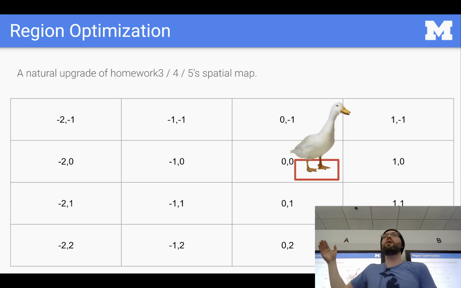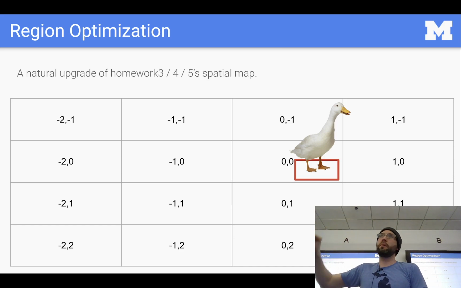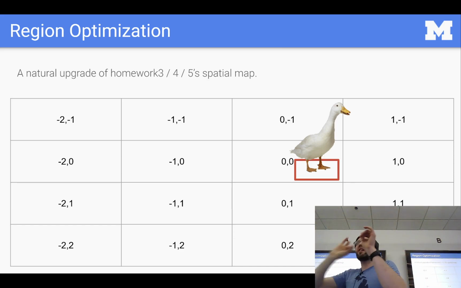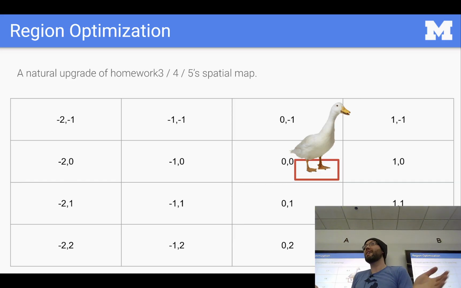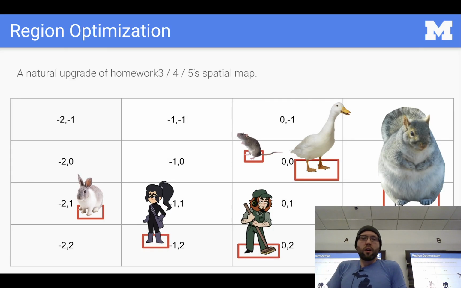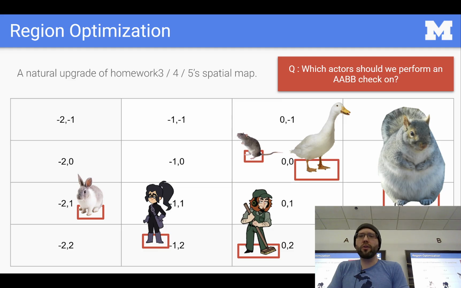Your O of N squared algorithm, where you have each actor checking every other actor, starts to look more like a linear time check, right? Where you just look at every actor and ask, is there anything nearby? Nope, you're good, okay? So here's a little demo here, okay? We have a bunch of actors now. Which actors should you perform an AABB check on? Are there any actors you see that might be in contention?